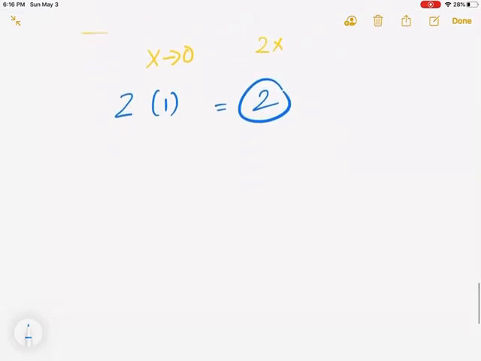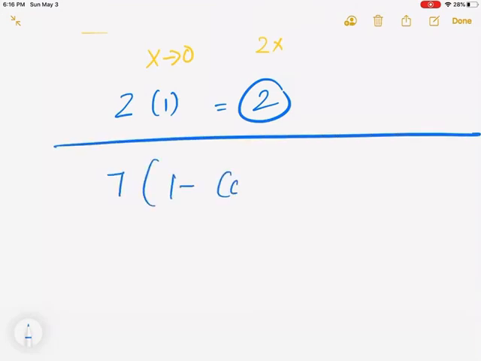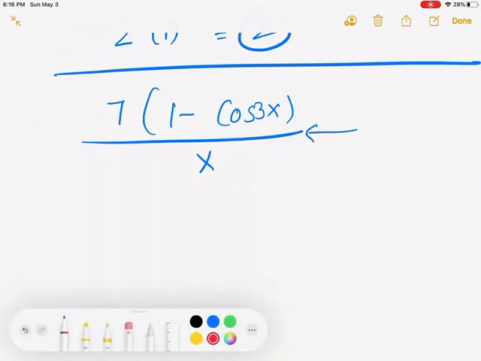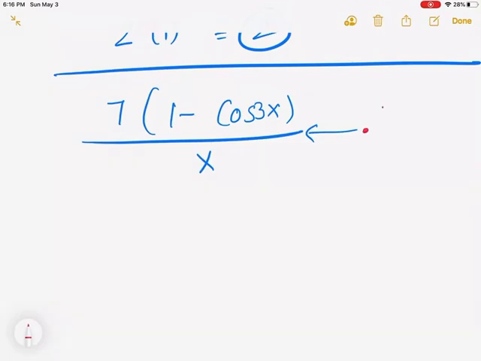I have 2 more examples. Let's say I have this one here. I have 7 times 1 minus cosine x, oh my bad, 3x over x. For something like this, I know my second property, which is 1 minus cosine of some angle divided by the same number, is equal to 0. This pattern almost looks the same, but the bottom number is not the same as the angle. There's a 3 missing. So just like the last example, I would bring in a 3 over 3. This bottom 3 would complete the pattern.